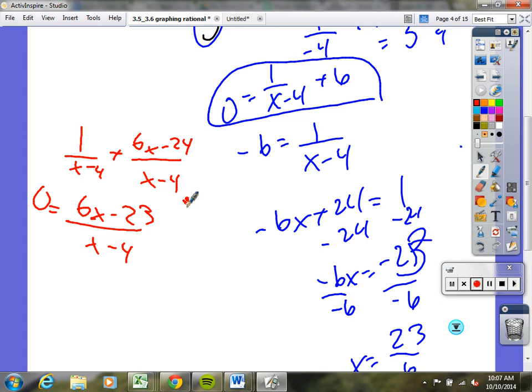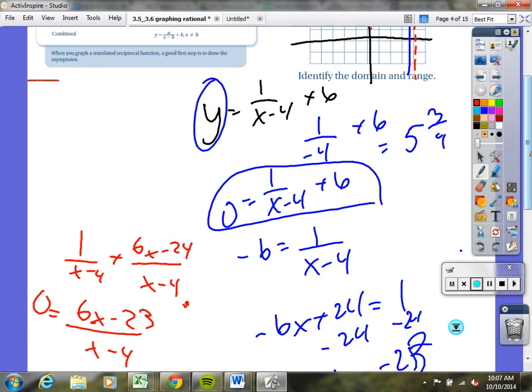So we add the 23 divided by 6, correct? We're doing okay? That was just a basic sketch. And to be honest, on rationals, that's really what I'm looking for, is basic sketches. The things I want you to know for sure is your vertical asymptotes and your horizontal asymptotes. Okay, those are for sure things. Does that make sense to everyone? Okay, how are we doing time?